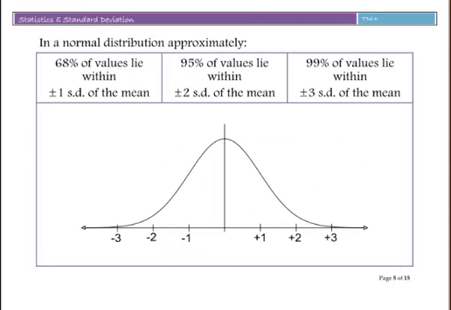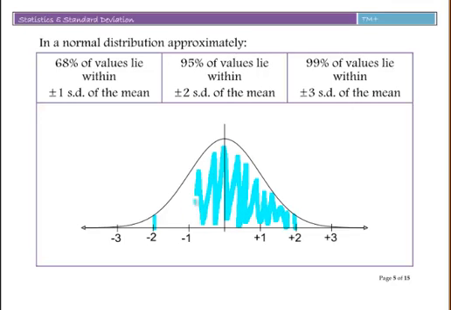Now, in a normal distribution table, 68% of values lie within one standard deviation of the mean. So here we have one standard deviation above and below the mean. This percentage is 68%. That's standard, it's given. So 68% lie within one standard deviation of the mean. Next, 95% lie within two standard deviations of the mean. So if I come out to here, this whole area here is going to be 95%.